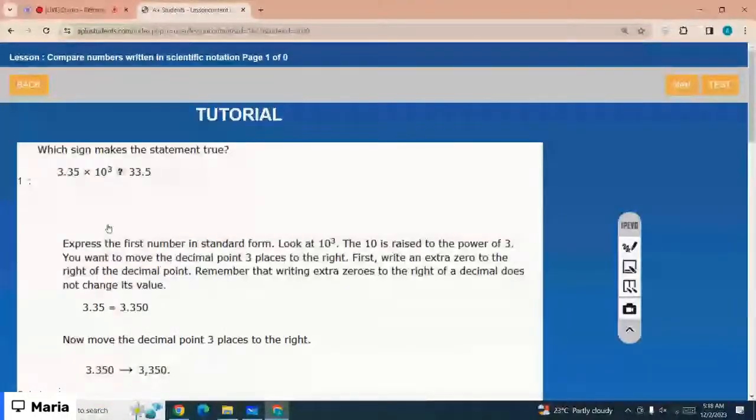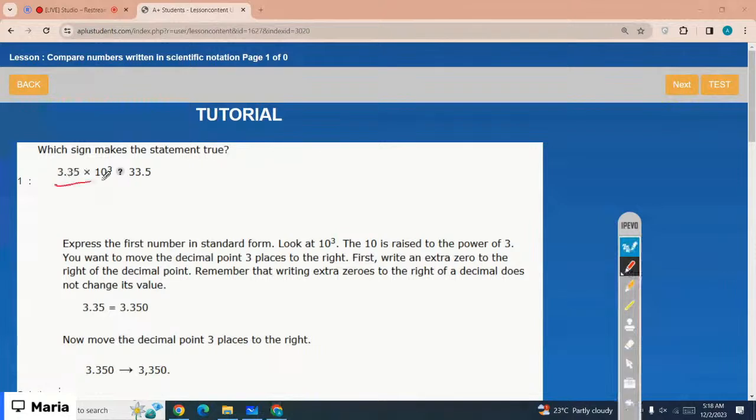Okay, which sign makes a statement true? Right? You have 3.35 times 10 exponent 3. Right? Here the exponent of 10 is 3. That means you need to move the decimal point 3 places right, sorry. 10 exponent 3. Because the exponent is positive, you need to move the decimal places right here. Right?